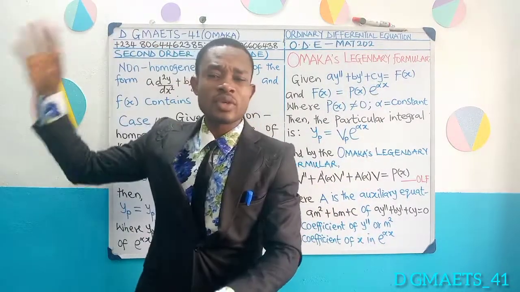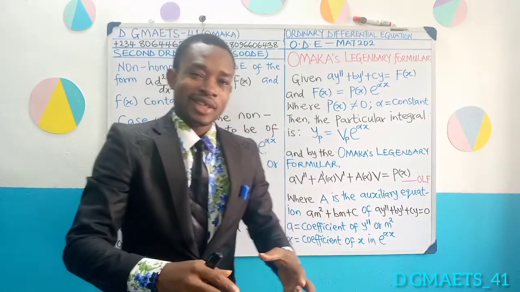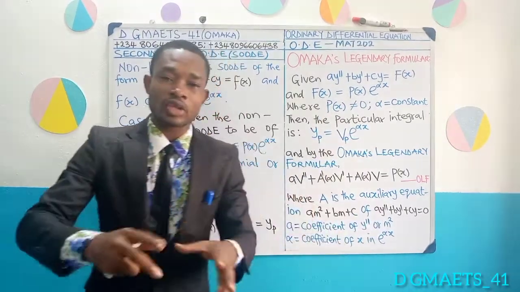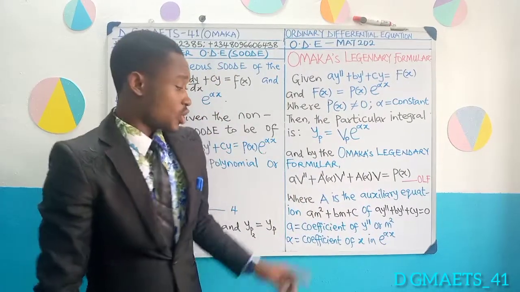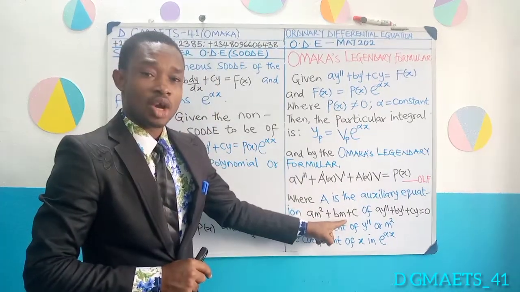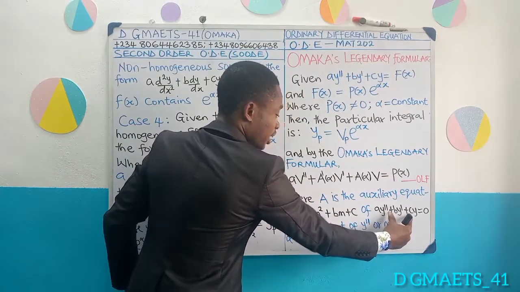You know already from what we learned from homogeneous SOODE, you can always get an auxiliary equation from any given second order ordinary differential equation. So this A here represents that auxiliary equation. Are you following, right? Obtained from this part. You can say that here. Obtained from it.